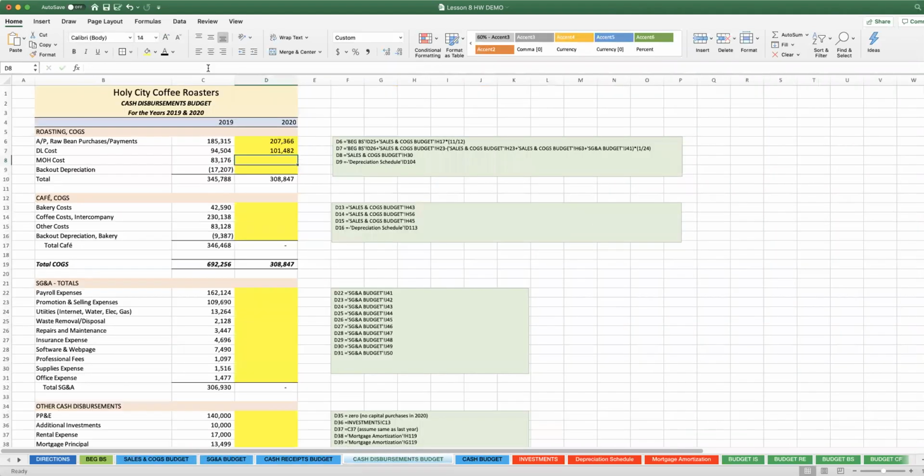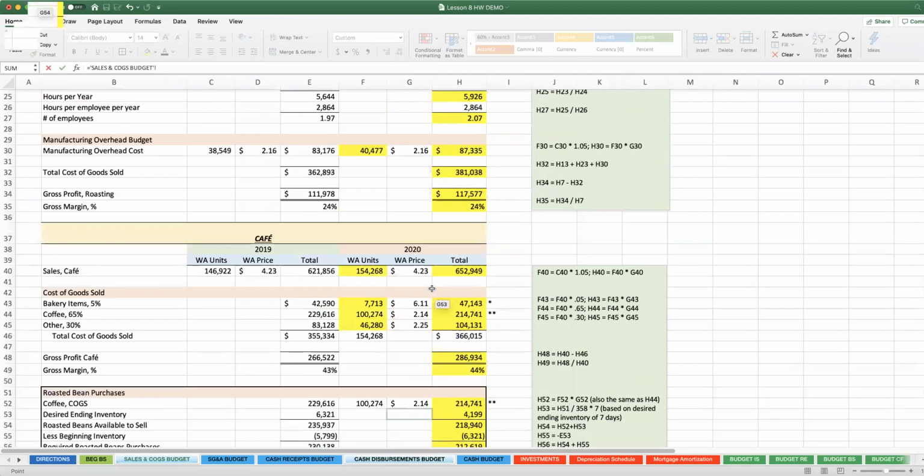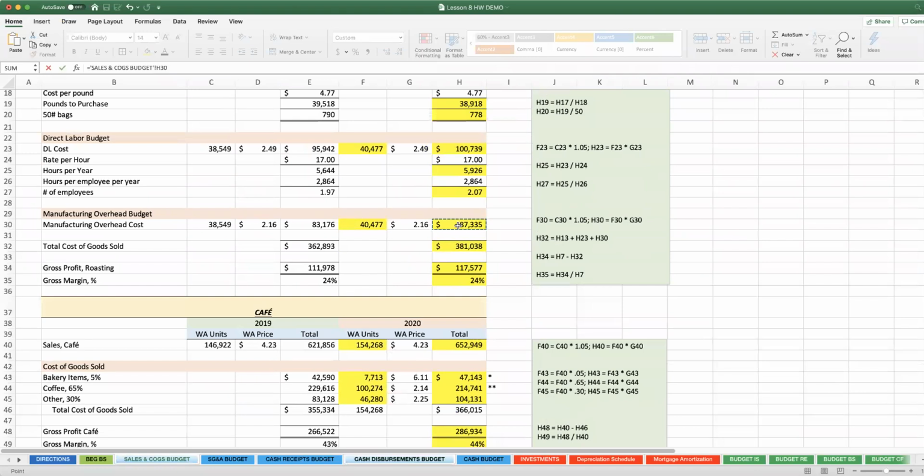Okay, that is correct. Okay, then this one's easy. We just go to the sales and cost of goods sold for roasting. So I'm going to keep in mind we're still in roasting. Go to roasting and grab your manufacturing overhead right there.